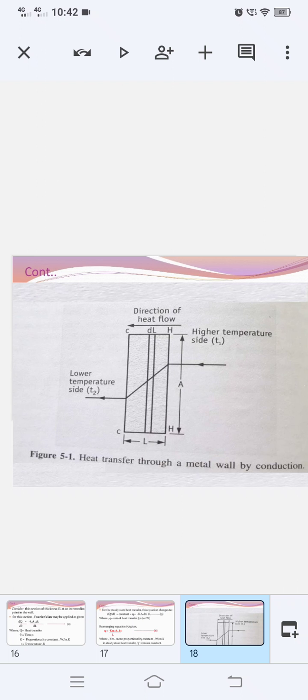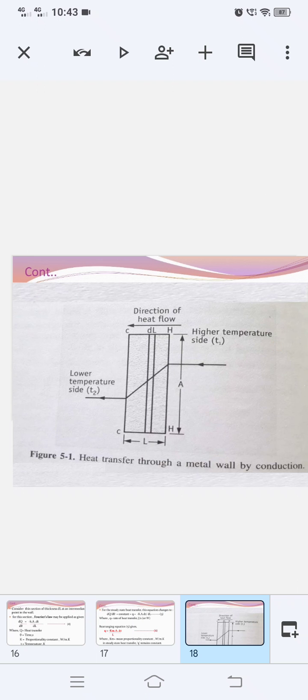The face of the wall which is maintained at a uniform, definite, and higher temperature is H, capital H, equal to T1 K. T is small and K is the temperature unit. The face of the wall H is on the higher temperature side. The other face is capital C, which is on the lower temperature side.